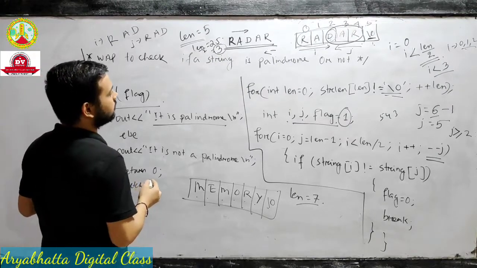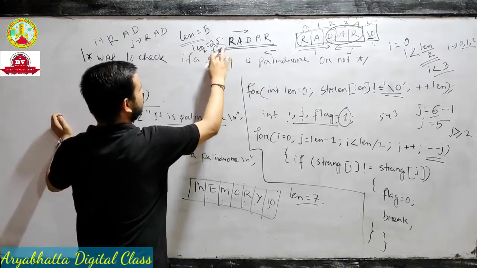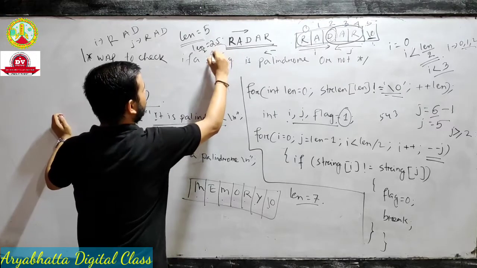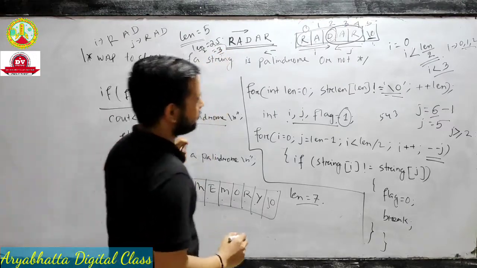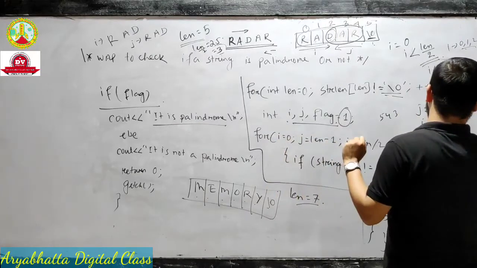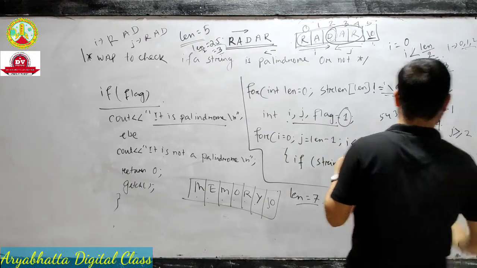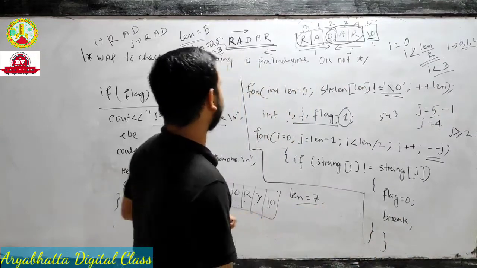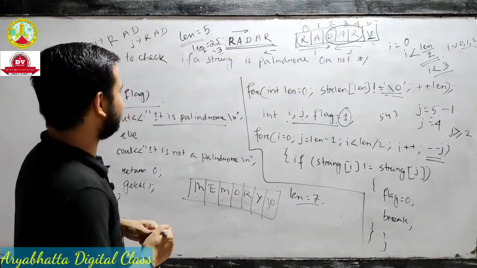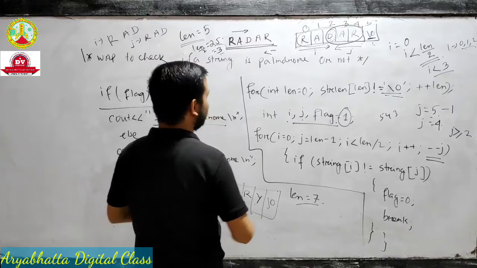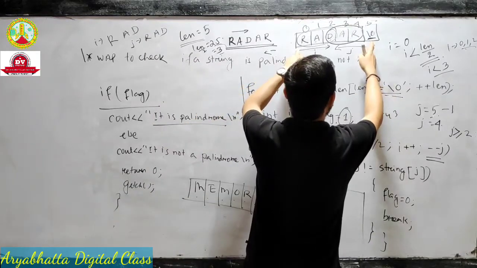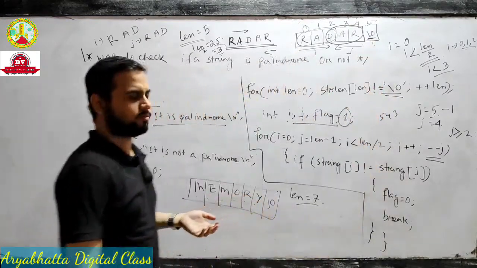Also you can write like this, or if you take this, also you can write like this. Then j will be 5 minus 1, which is 4. Actually the concept is the same. If you take the length here or you take the length here, your program will be the same.